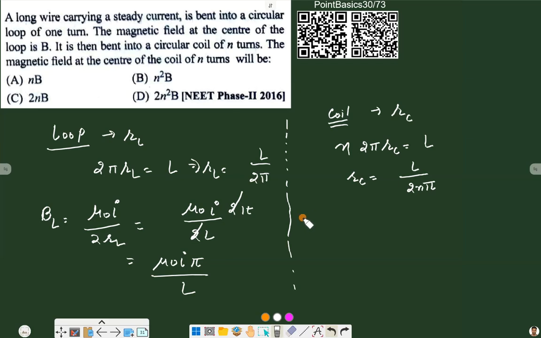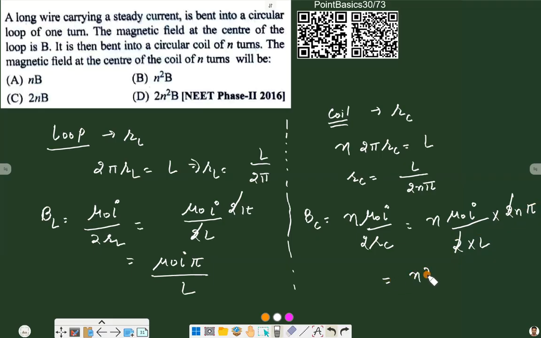Now for the coil, as we have n turns, the magnetic field will be n times mu naught I by twice R_C. So it will be n mu naught I by twice of L by 2n pi. So the 2 gets cancelled, and it is n squared mu naught I pi by L. And if we can see, mu naught I pi by L is the magnetic field of the loop.